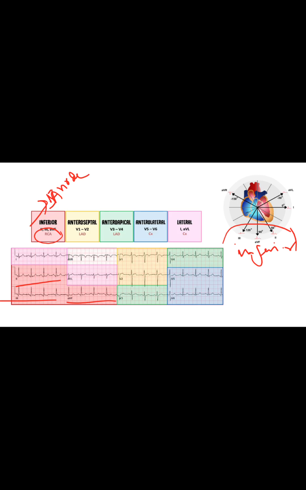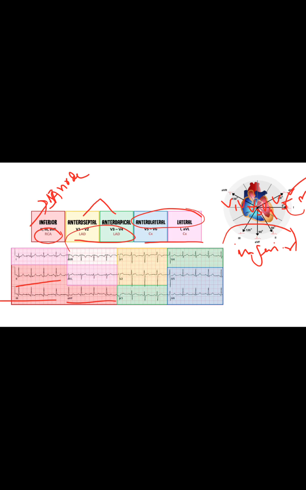Then V1 to V2, V1 and V2 you can write here. So that's going to be anteroseptal. V3, V4 is going to be proper anterior. Then V5, V6 is lateral or high lateral. Okay, then there is one aVL which is also lateral. So 1, aVL, V5, V6 is going to be lateral, mainly supplied by the left circumflex artery. Anteroseptal, that means V1, V2, V3, V4, that is going to be left anterior descending artery, and again a branch of left coronary artery.